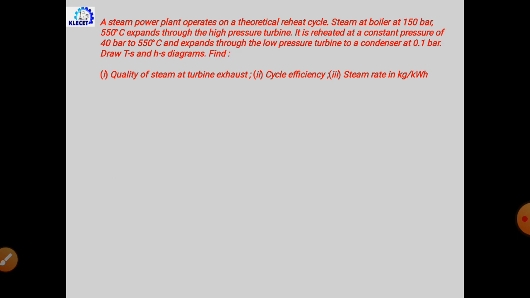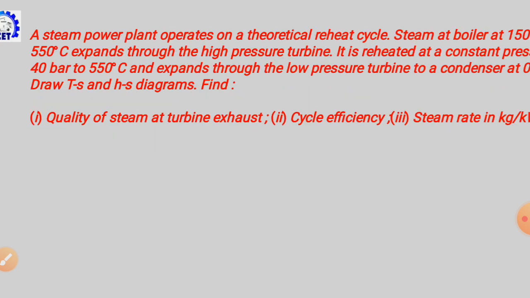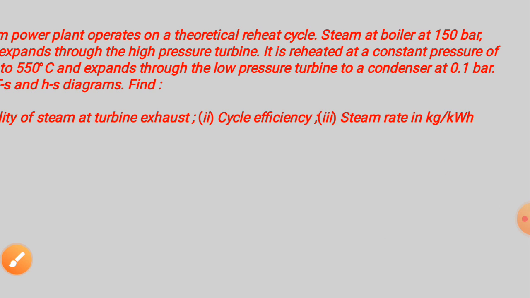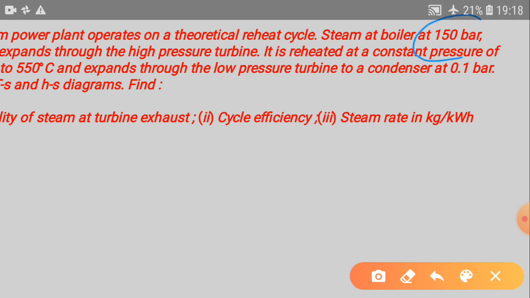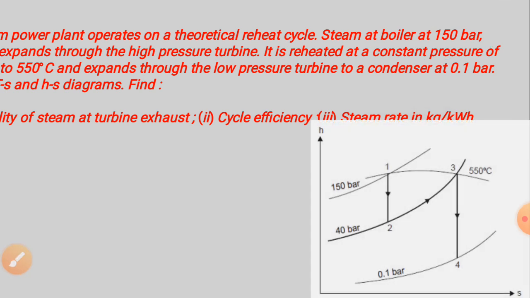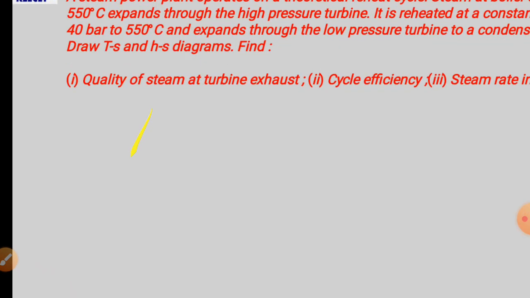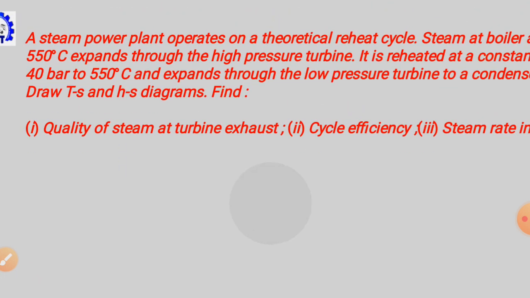So then coming to the reheat cycle problems. First problem, let me read the problem. A steam power plant with a theoretical reheat cycle, with steam coming out from the boiler at 150 bar. Please note down, the boiler pressure P1 is 150 bar. So then again, what is the temperature of the steam which is coming out? This is 550 degrees Celsius.